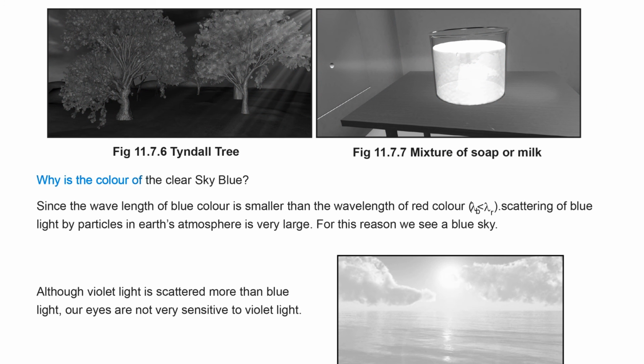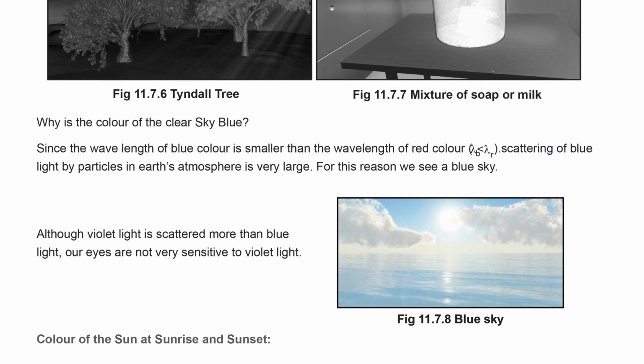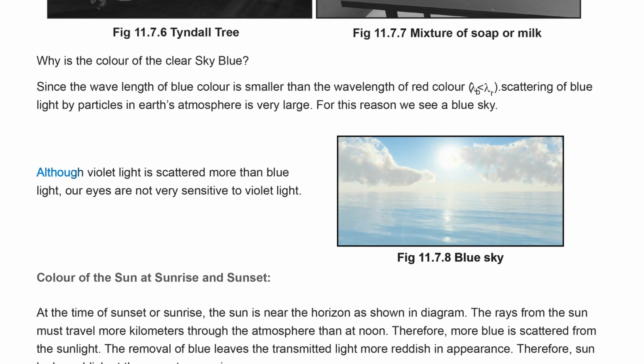Why is the color of the clear sky blue? Since the wavelength of blue color is smaller than the wavelength of red color, lambda b less than lambda r, scattering of blue light by particles in Earth's atmosphere is very large. For this reason, we see a blue sky. Although violet light is scattered more than blue light, our eyes are not very sensitive to violet light.